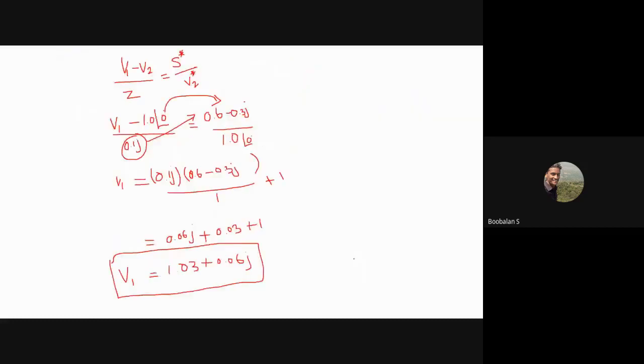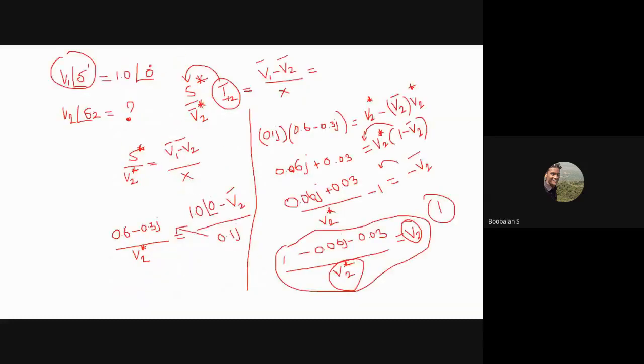It will be very easy. Here we have two equations, right? One is v2, and one is the complex conjugate of v2. So two unknown variables come up here. Then it will be somewhat complicated to solve these equations, right?